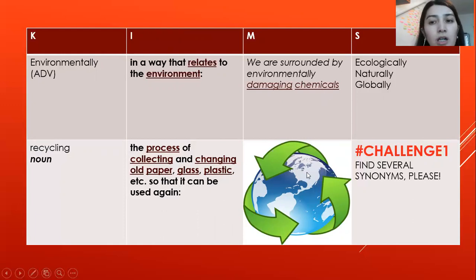And starting from here, I want to give some challenges because I know that you are hardworking students who like challenges. Challenge number one for you is to find several synonyms for the word recycling. While copying these tasks to your notebook, you will do challenge number one to find some synonyms. Now you have access to the internet. You can find them from the internet, or it's up to you.